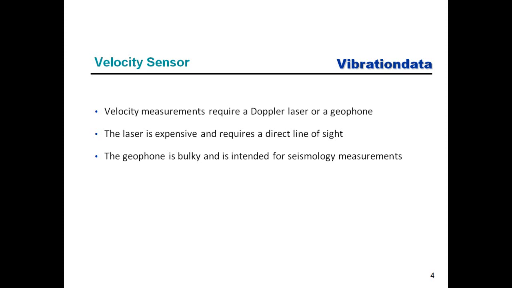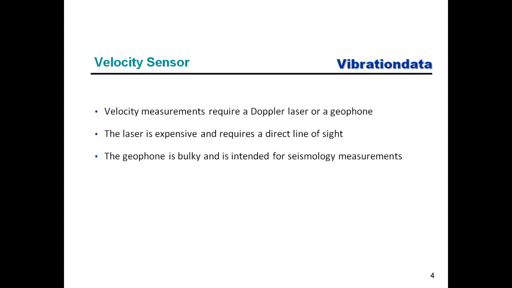Well, there are several ways of directly measuring velocity. One way is using a Doppler laser. Another way is using a geophone. Well, the laser is a very elegant way to measure vibration velocity, but it's expensive and it requires a direct line of sight. So if we have an avionics component with several circuit boards, then hopefully we could take the lid off the box, but then we can only point the laser at the topmost circuit board, for example.